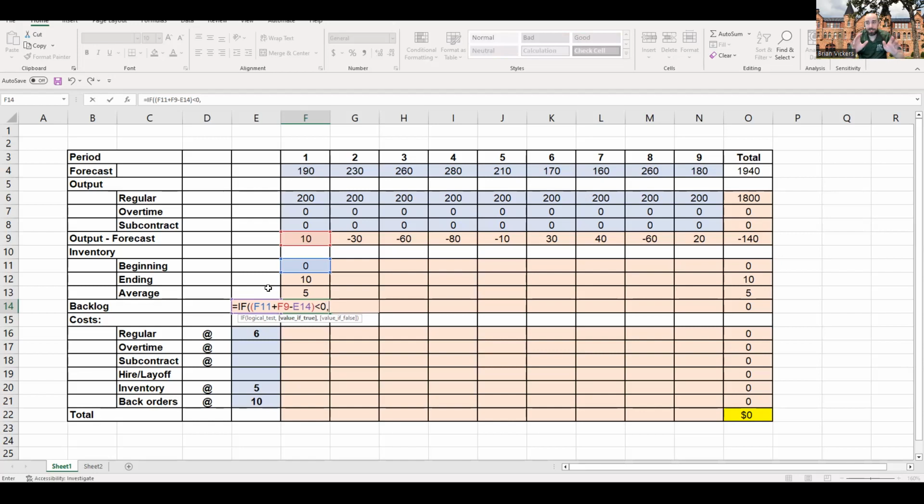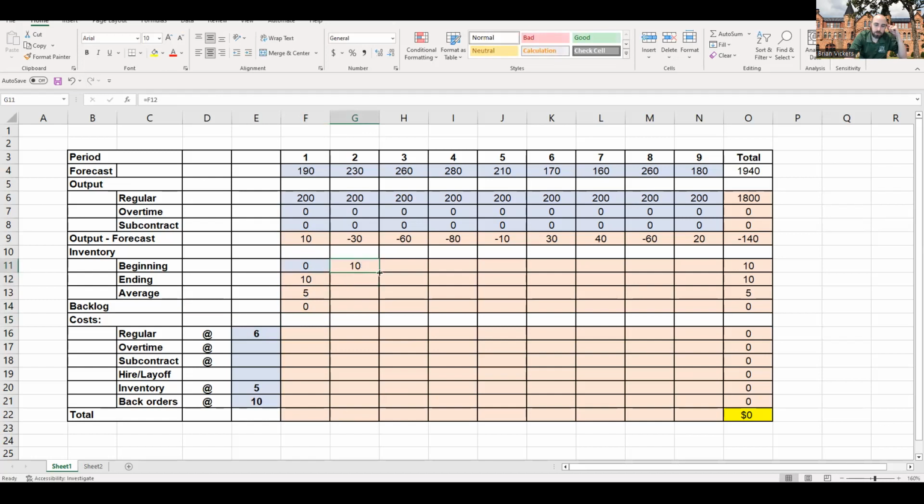I'm showing you the complicated Excel version, and then I'm going to show you how to do it by hand instead. All right. So value of true, I want it to show the absolute value of beginning inventory plus output minus forecast minus backlog. Otherwise, show me 0. Close my parentheses, enter. See if it works. So if I've done this correctly, let's do one more thing. I'm going to copy equals ending inventory.